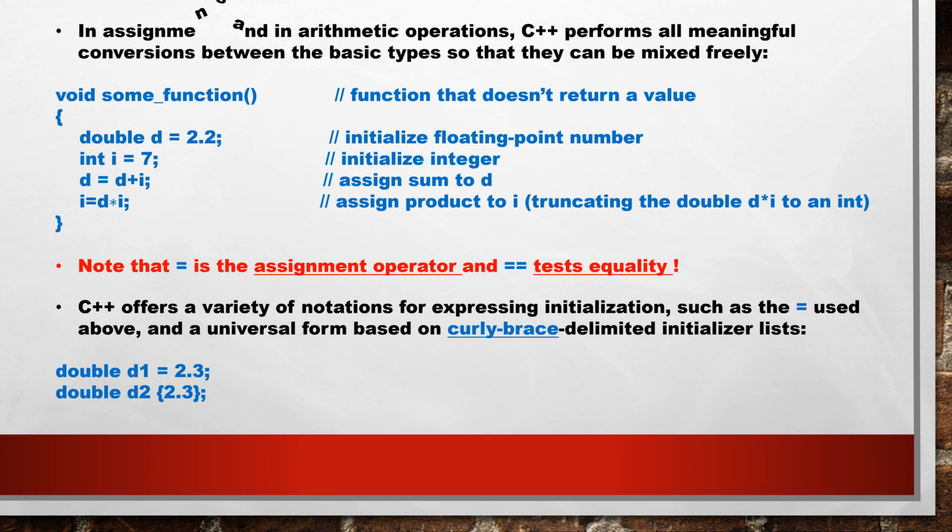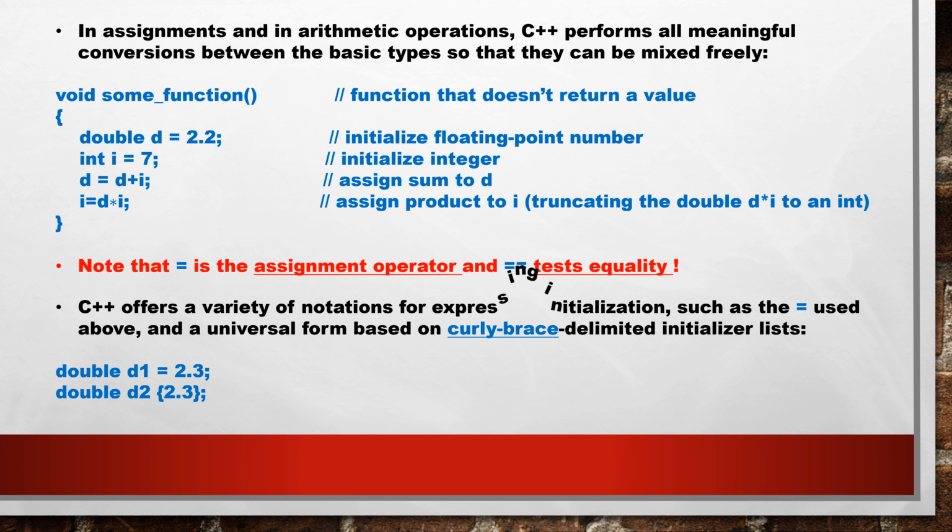In assignments and in arithmetic operations, C++ performs all meaningful conversions between the basic types so that they can be mixed freely. void sum() { a function that doesn't return a value. Curly braces. double d = 2.2; initialize floating-point number. int i = 7; initialize integer. d = d + i; assign sum to d. i = d * i; assign product to i, truncating the d*i to an int. Note that = is the assignment operator, and == tests equality.